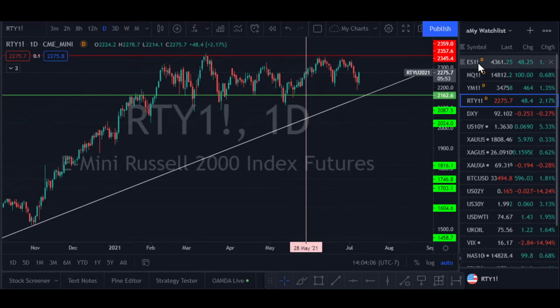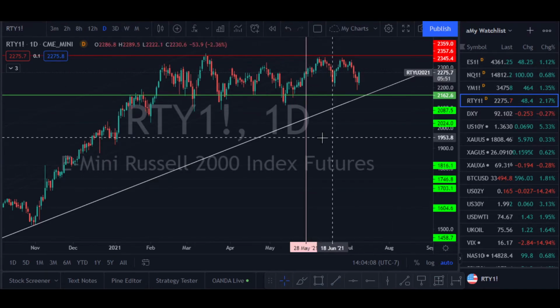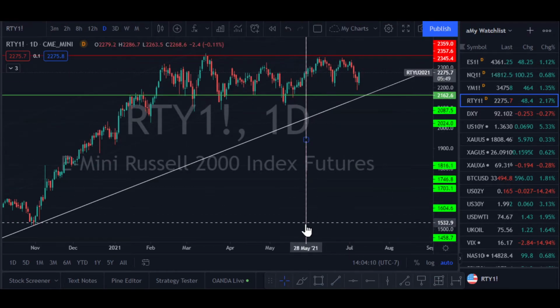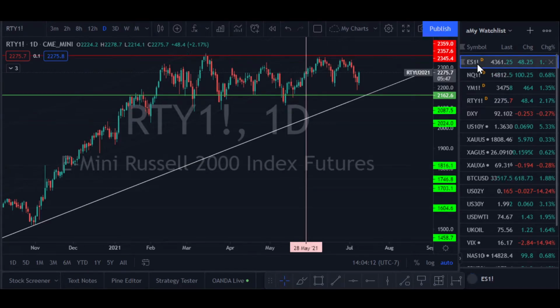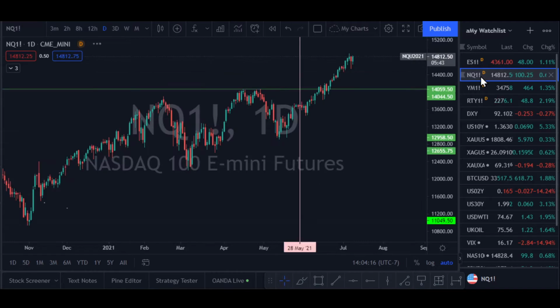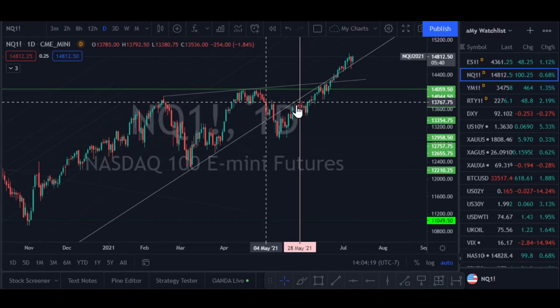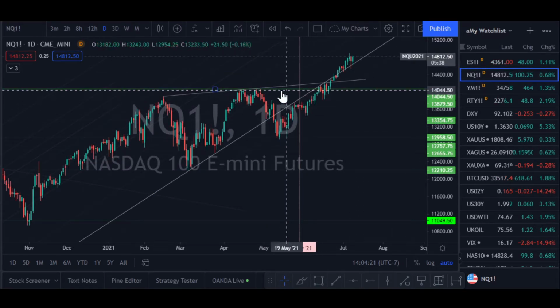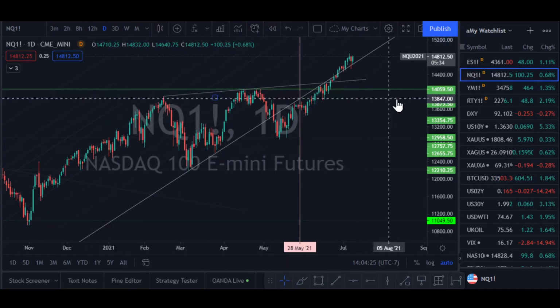So once again, you can see here in all of these charts my vertical line showing you where I last updated. If you remember what I was looking for was, would the NASDAQ be able to get up to its all-time high and break its all-time high? Well, it did that. It's done that.